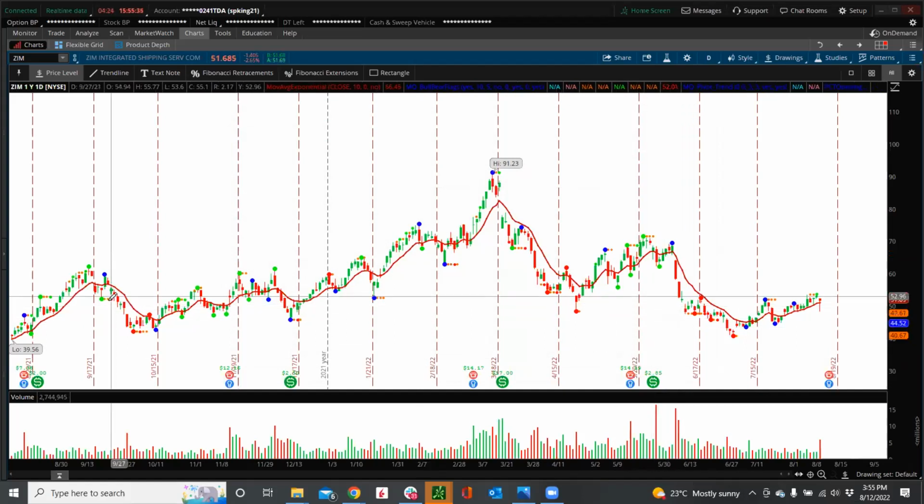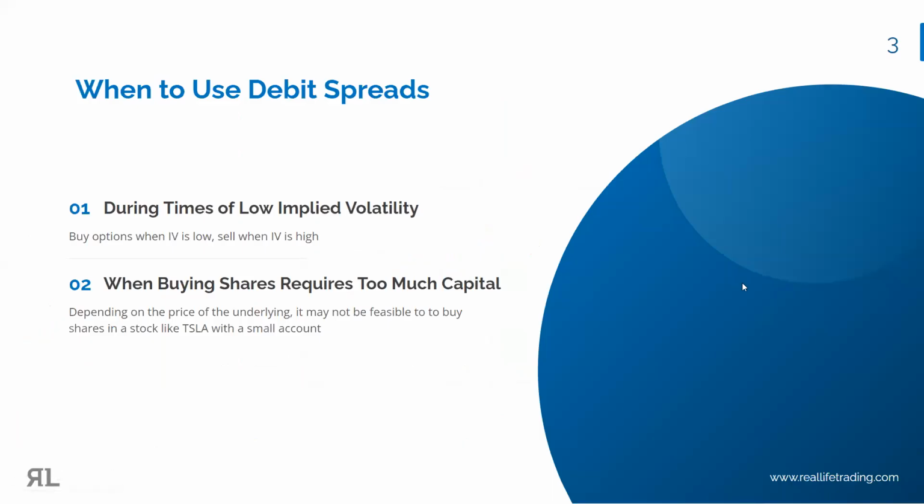Okay, let me go back to my screen share. All right, so again, we covered when to use the debit spreads, okay?